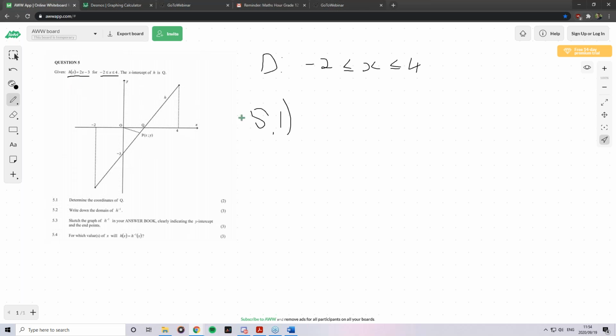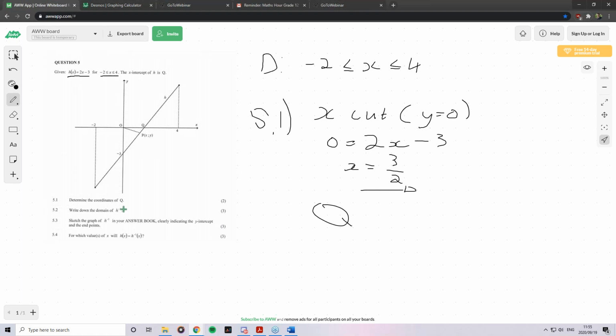You just say it's the x-cut, so y equals 0. So 0 is equal to 2x minus 3, and I have x is equal to 3 over 2. So Q, remember if they ask for coordinates, you can't just write this. You have to say Q is 3 over 2, comma 0. Now 5.2. So this is just finding where this graph cuts the x-axis.